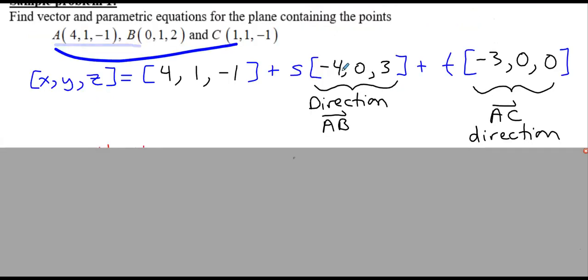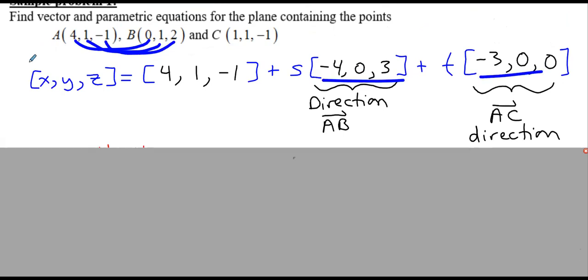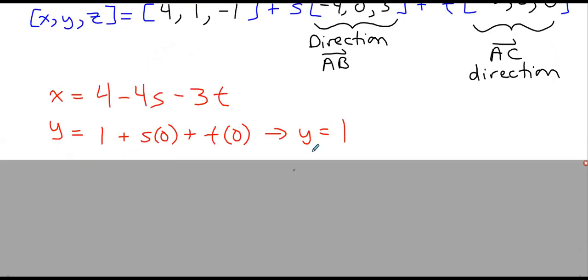And again, how do we find those direction vectors? Well, it's just subtracting the components. So the direction vector from A to B: 0 take away 4, 1 take away 1, 2 take away -1, and similarly for the direction vector A to C. So there's your vector equation, right? Pretty straightforward. Parametric equations, again, very easy, just connecting all the X, Y, and Z components.